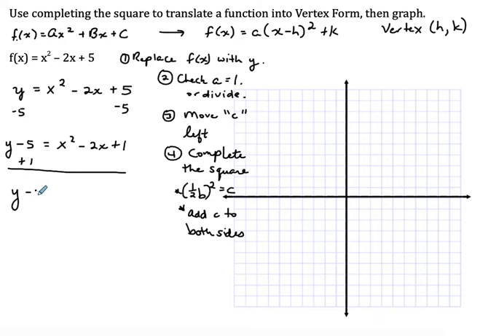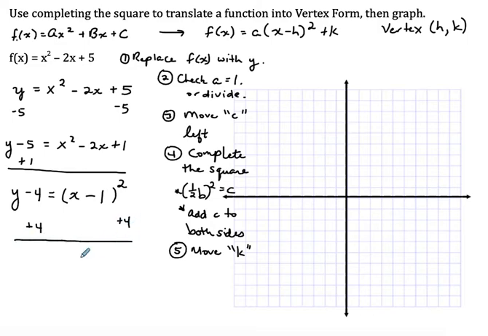Now I've got y minus 4 on the left-hand side is equal to, and because this is now a perfect square trinomial, I can write it as a square. So this is x minus half of b, and it's a minus sign because of the negative in the middle. Here's my square, and then I can move what is now my k value back onto the right-hand side. So I'm going to add 4 and add 4. So y is equal to the quantity (x minus 1) squared plus 4.